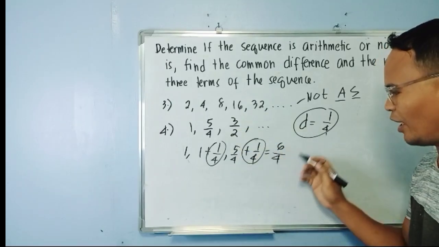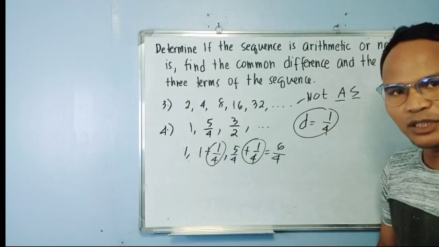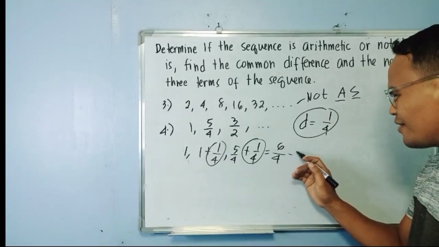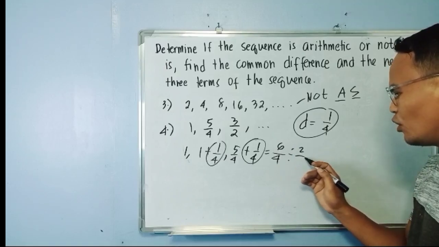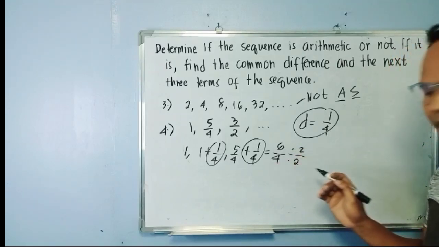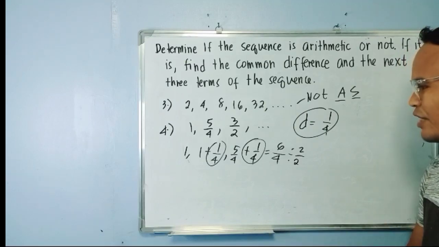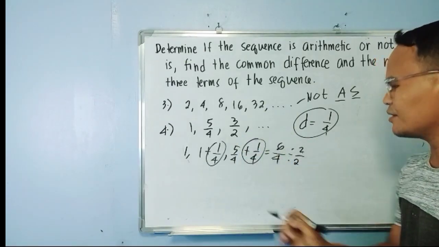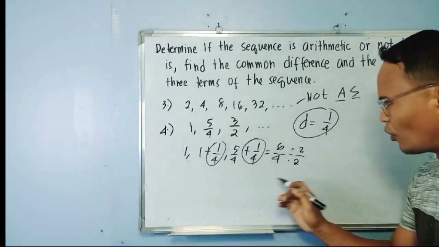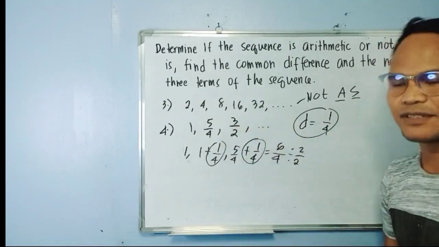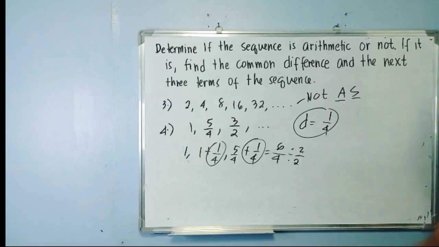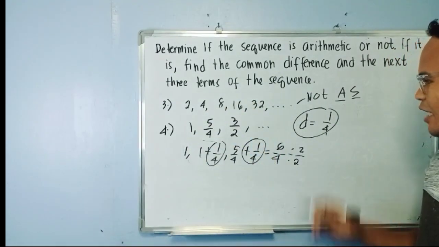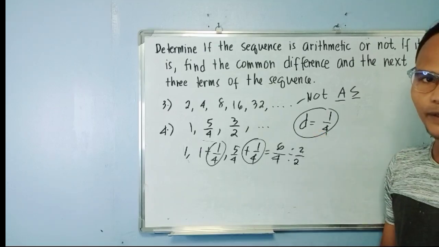Why is it 3 halves? Because 6 over 4, 6 and 4 have a common factor, which is 2. So we divide 2 over 2 each number because that is the common number of each. So 6 divided by 2 is 3, 4 divided by 2, that's 2. So 6 over 4 is simplified into 3 halves. Okay, so therefore, this sequence is an arithmetic sequence in which the common difference is 1/4.